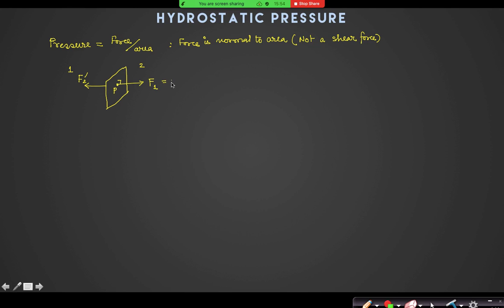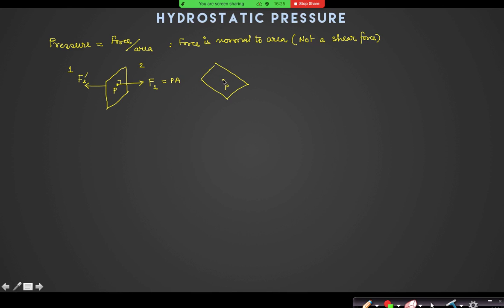Force is equal to P into A, right? Force is equal to P into A. Now you can consider another thing. If I consider a surface passing through the same point P, but the surface is like this, point P remains the same. With the point P, how many surfaces can I consider? I can imagine an infinite number of surfaces passing through point P. Yes or no?